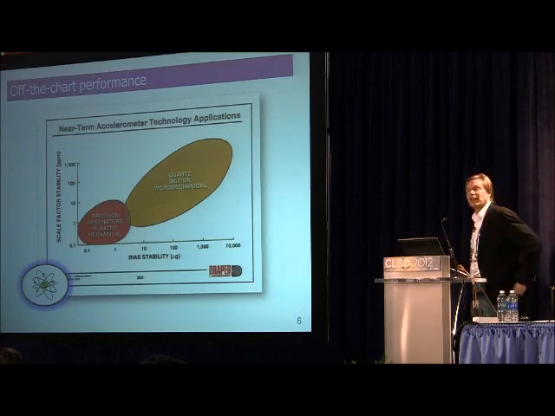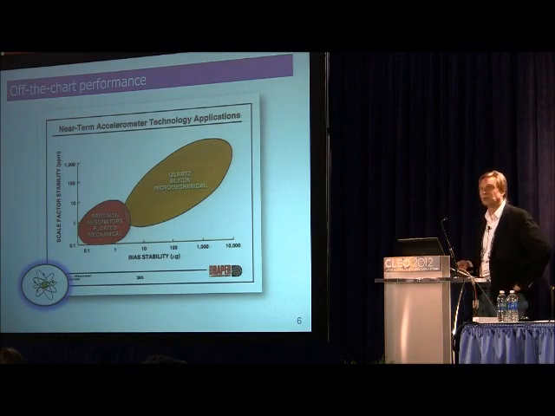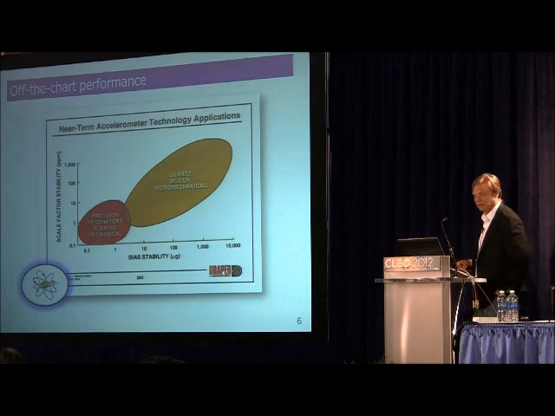So there are a lot of labs across the world who really cared very deeply about accelerometer technologies for a bunch of applications. I'll touch on them in a few minutes. But two of the important figures of merit are bias stability and scale factor stability.